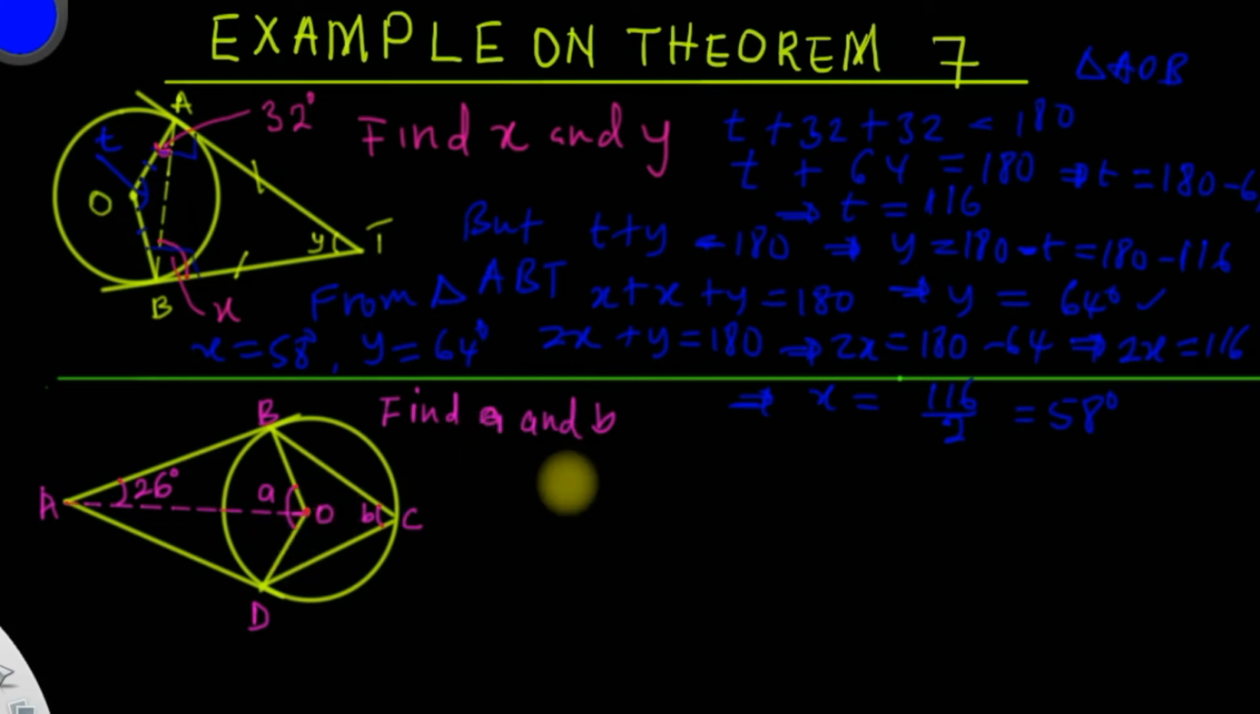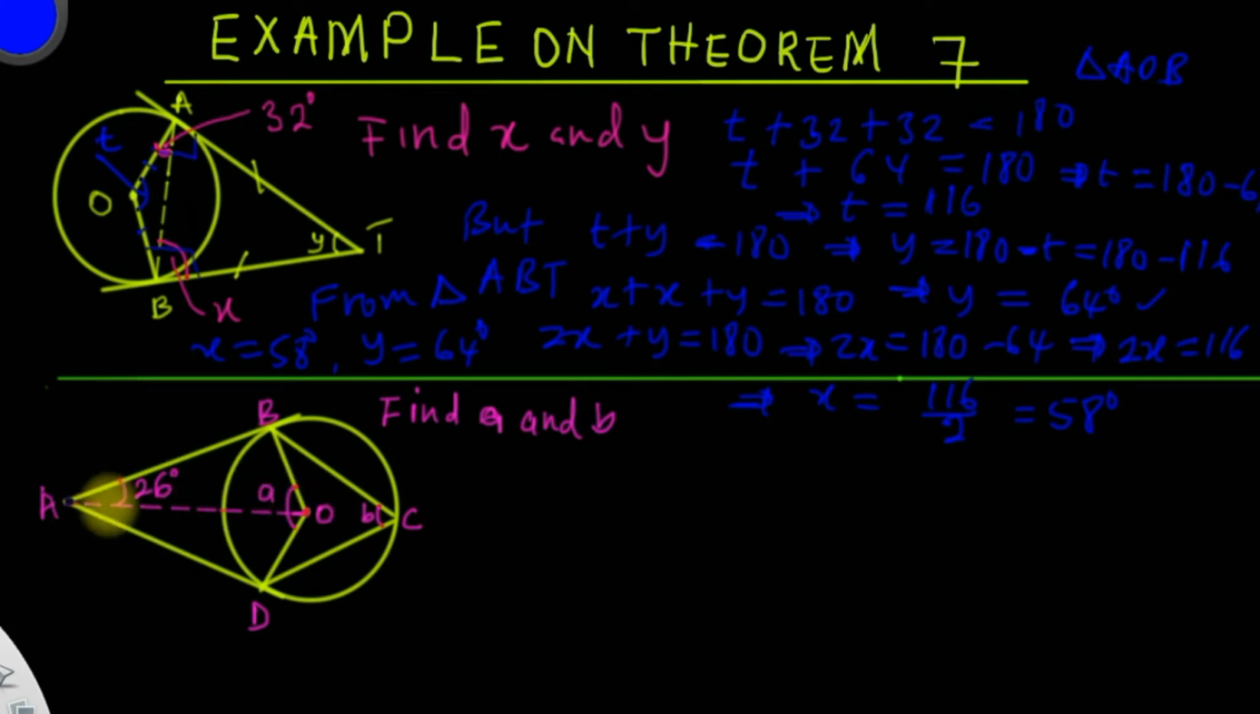In this second example, we are asked to find a and b. Don't forget that AB is a tangent and AD is also a tangent. They are drawn from the same point, this point A. So since they are drawn from the same point, then according to theorem 7, they are equal in length. In other words, their lengths are equal.